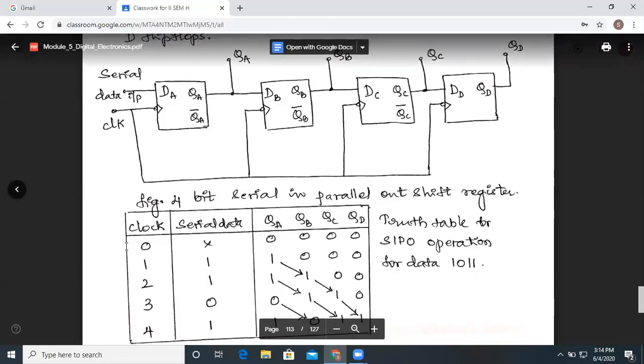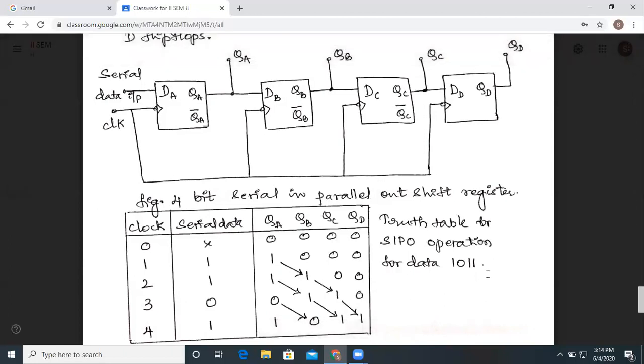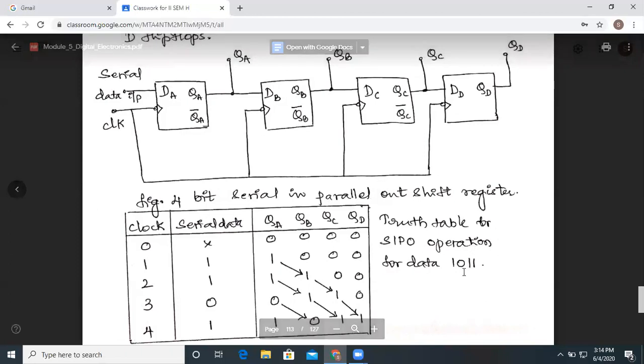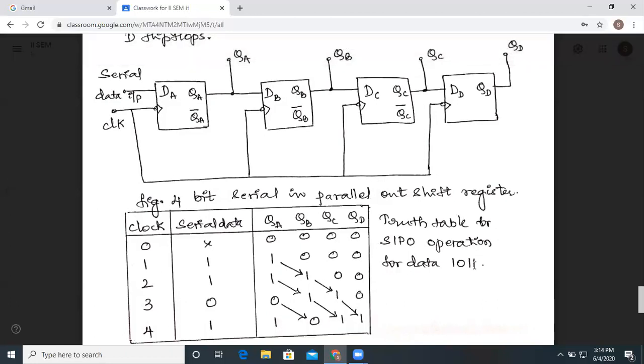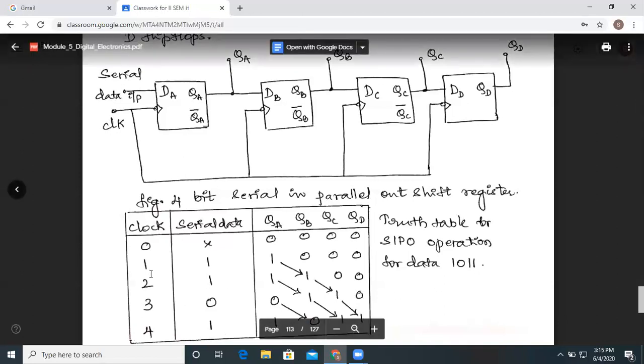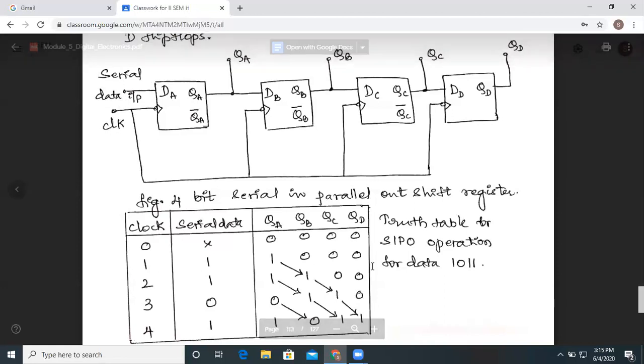Now let us see. Here, you should not confuse the data with how it is fed to the shift register, because 1011 is our data and we need to feed the data starting from the LSB. LSB is the least significant bit. So now look at the truth table for it. In this truth table, you could see that after the first clock pulse, here is the serial data that is given. The serial data that is given is the least significant bit, which is 1.